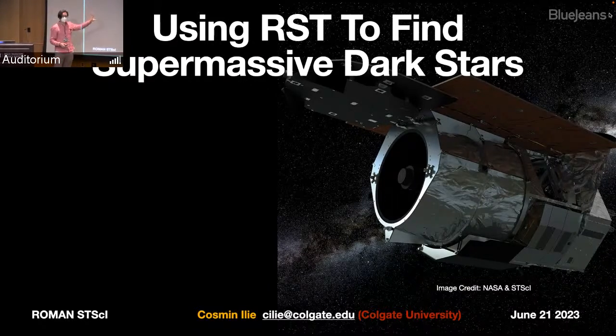But let me use this slide to clarify what dark stars are not. First of all, they are not dark. They could shine as bright as a galaxy, so definitely they are not dark. Second of all, they're not made of dark matter.